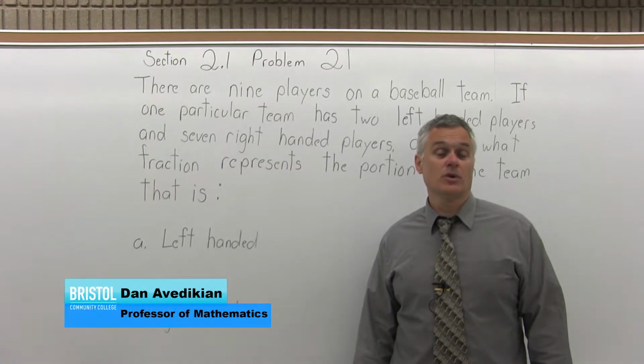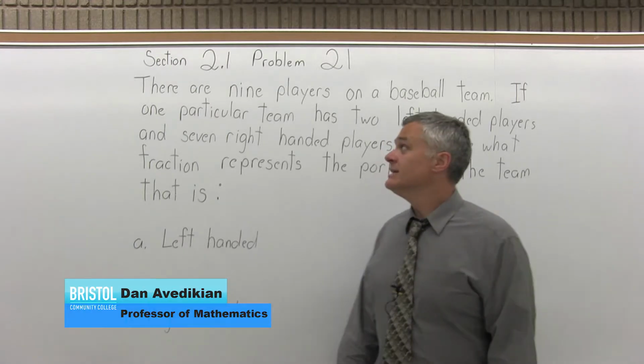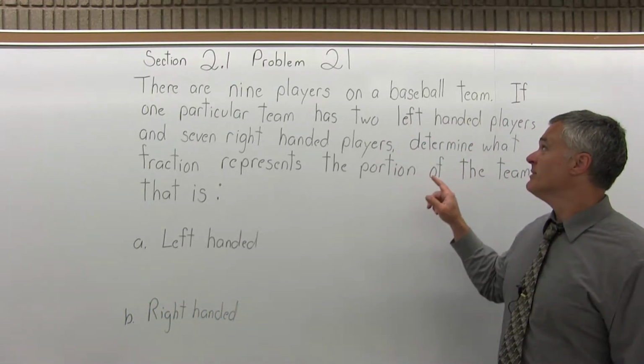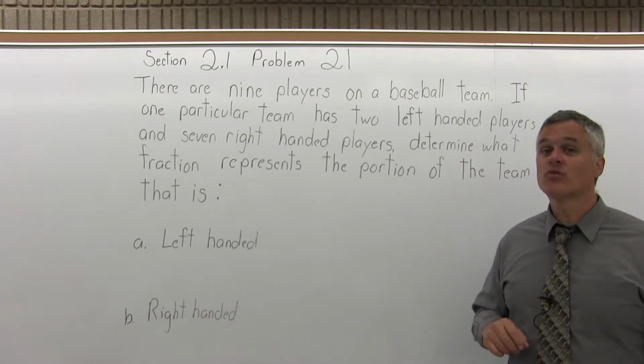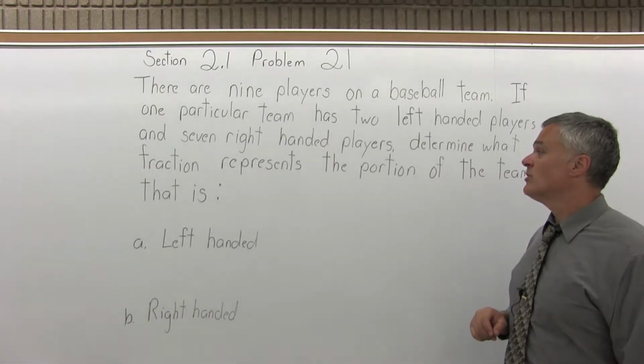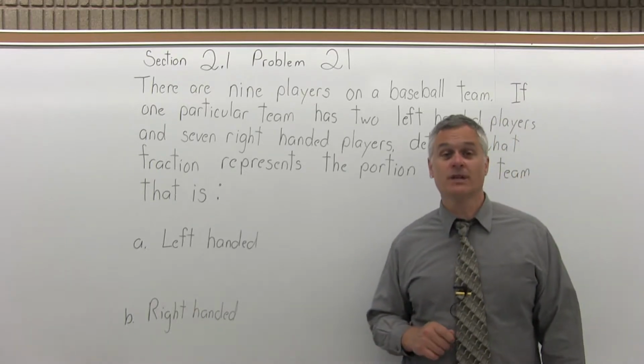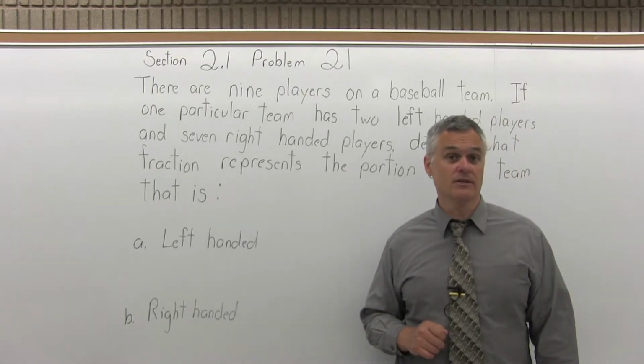This is Section 2.1, Problem 21. It says there are 9 players on a baseball team. If one particular team has 2 left-handed players and 7 right-handed players, determine what fraction represents the portion of the team that is A, left-handed, and B, right-handed.